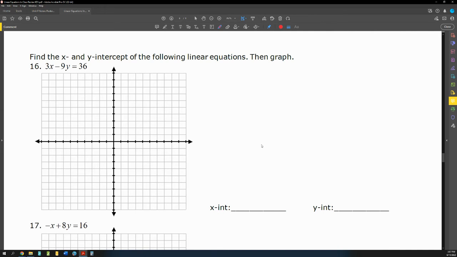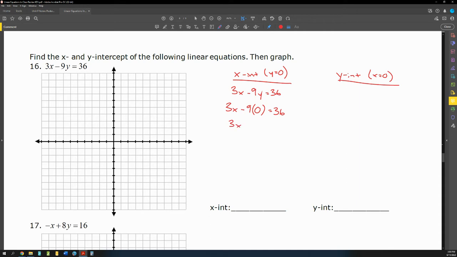Number 16, let's find the x and y intercepts and graph the line. So remember, to find the x-intercept, this is where y is equal to 0 in the equation. And I'll even go ahead and write for the y-intercept, that's where x is equal to 0. So in order to find intercepts, I'm just going to rewrite the equation. 3x minus 9y is equal to 36. To find the x-intercept, we're going to plug in 0 for y. So we have 3x minus 9 times 0 is equal to 36. And then solve for x.